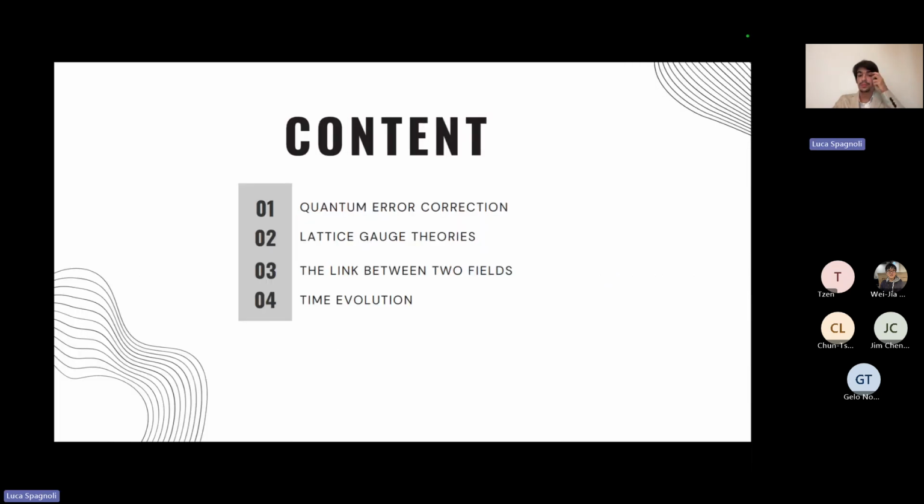So this is my outline. I start with a bit of background in quantum error correction and in lattice gauge theories. Then I will explain the main point of the paper, which is how to use gauge theories as an error-correcting system. Finally, if I have time, I will explain, on the quantum simulation side, how one could use our system to actually simulate the Hamiltonian of the gauge theory.